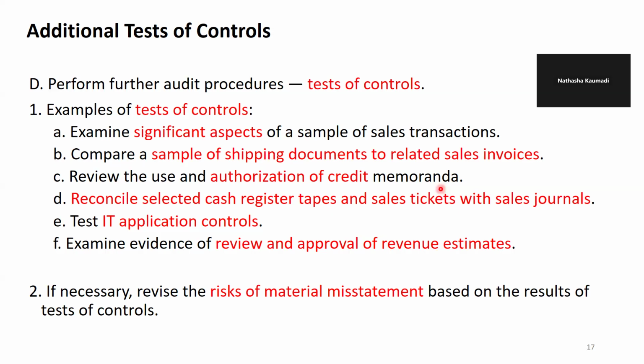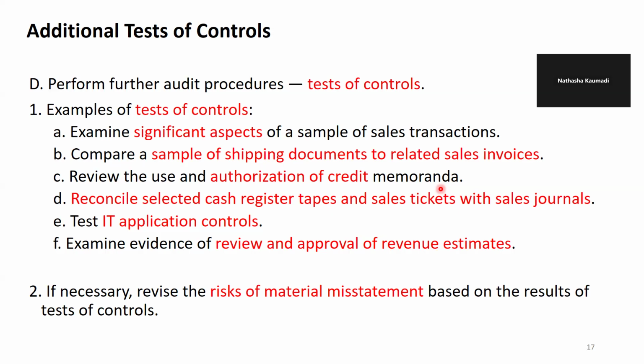Likewise, you check whether the company is actually following their thresholds, whether they are actually giving the right amount of credit to the right people. So you can pick a few creditors, or rather the debtors, and then see whether they are within the right credit limit, whether they have exceeded it, and whether these credit limits have been approved by the directors or the relevant personnel.